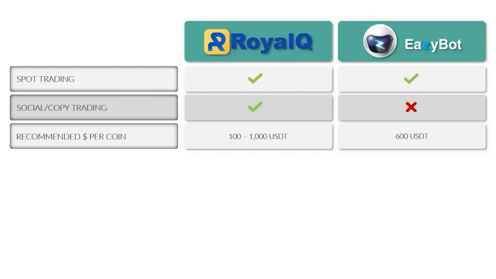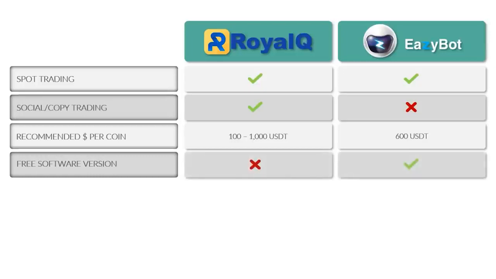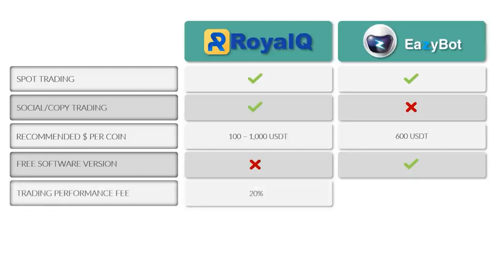The next comparison, which is another quite significant one, is whether or not there is a free software version. There is not with RoyalQ, however, there is with EazyBot. The free version does not have the full-blown functionality that comes with the paid version. However, a person can get in, get started for free, start earning trading profits and pay for their upgrade if they choose to do so, or they can stay free forever if they want. The trading performance fee is 20% with RoyalQ. It's 20% with the paid version of EazyBot as well, and it's 30% for the free version. So a person using the free software can use it forever and keep 70% of their profits.